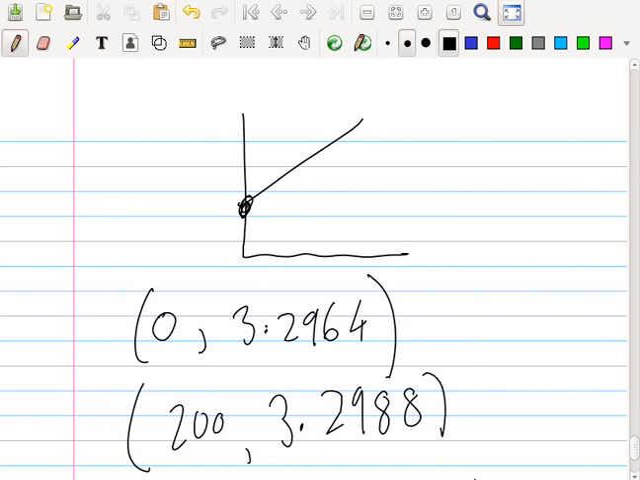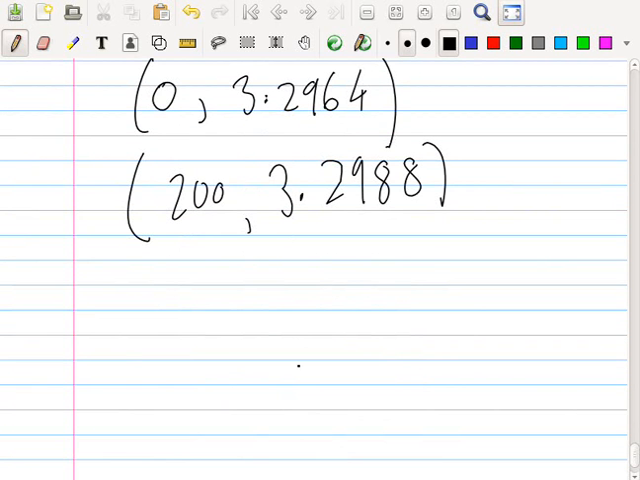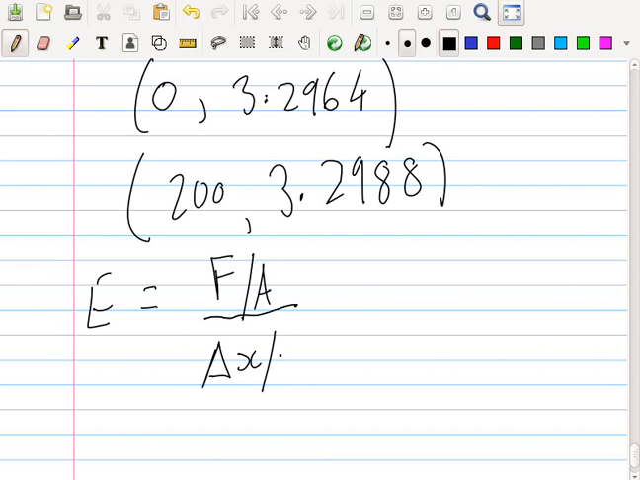It's 3.2988. Okay? Now, Young's modulus is stress over strain, which is force over area, all over the extension, which is delta x over x. Now can I use this point? No, why not? Because what's the delta x here? 0. Okay, so I must use this point.